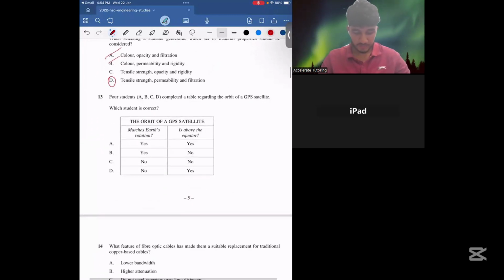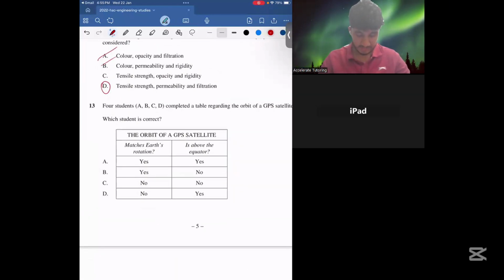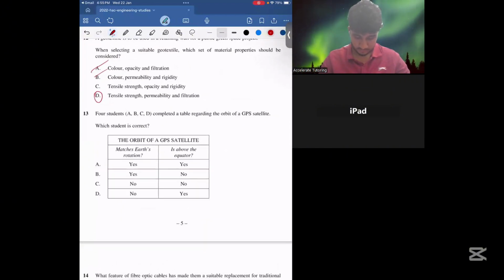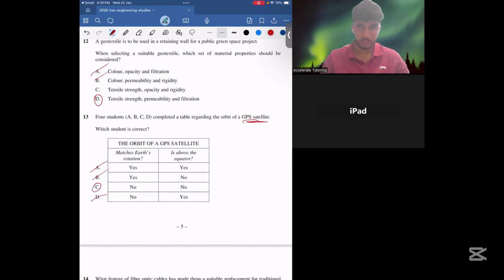Question 13. 4 students, A, B, C, D, completed a table regarding the orbit of a GPS satellite. Which student is correct? Now, looking at this table, it says matches Earth's rotation, is above the equator. For a GPS satellite, the first thing that we want to consider is they move around wherever. There's no strict movement regarding Earth's rotation. So option A and B instantly are crossed out because that's not what a GPS satellite does. In regards to is above the equator, no, it can be anywhere. So in this case, our answer would be C.